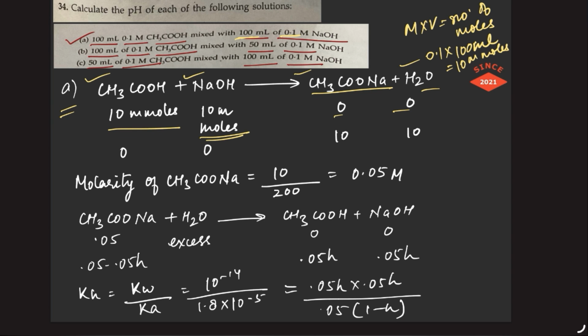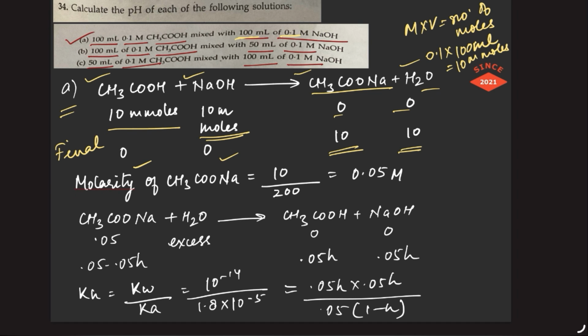From the stoichiometry of the equation, it can be seen that 1 mole of NaOH reacts with 1 mole of acetic acid and 1 mole of salt and 1 mole of water is formed. 10 millimoles of NaOH react with 10 millimoles of acetic acid to give 10 millimoles of sodium acetate and 10 millimoles of water. So, final concentration will be acetic acid is 0, NaOH 0, and sodium acetate is 10 millimoles and water is 10 millimoles.